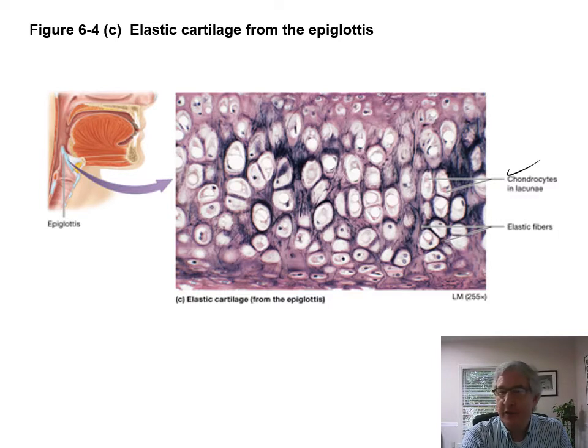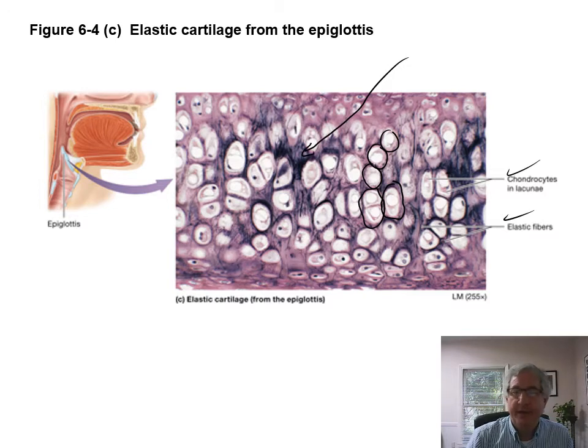So we have chondrocytes in the lacuna, and then you can see the elastic fibers in there. You can see these dark fibers. When you use the stain, they stain dark. So, here's a lacuna with a cell in it, and here's a couple of them here. Here's one here, and then you can see the dark fibers there, of the elastic cartilage. All right, next slide.